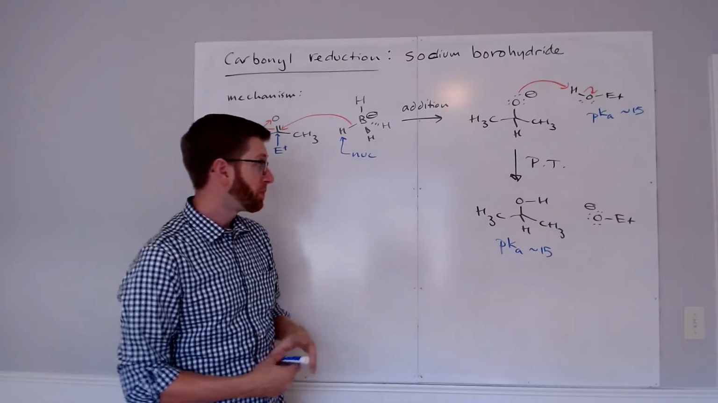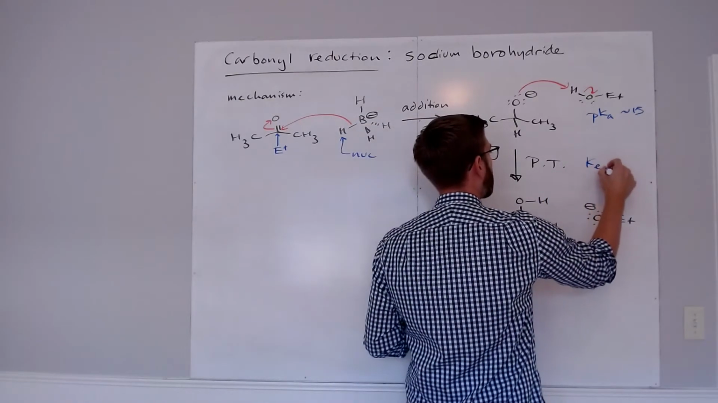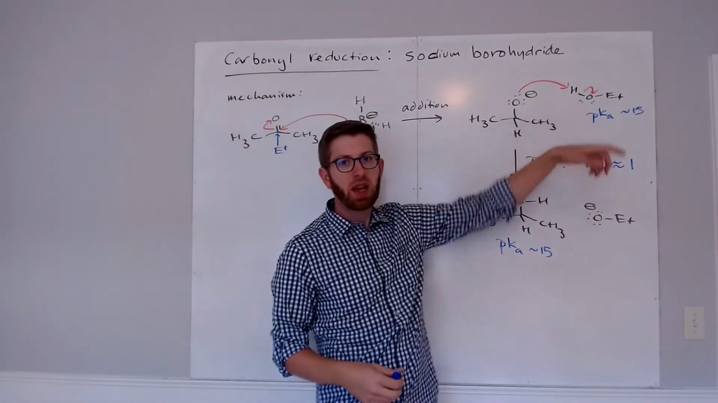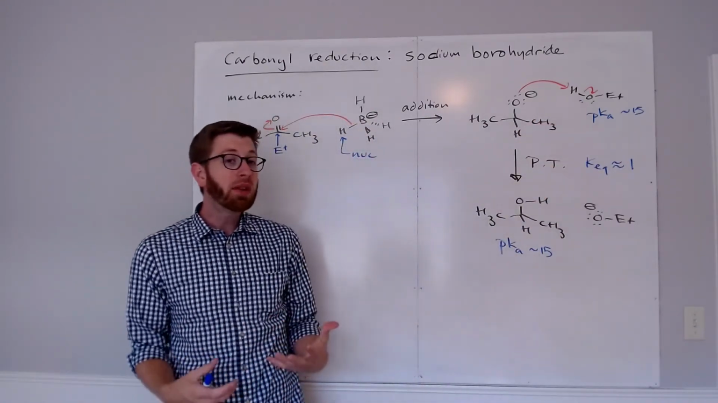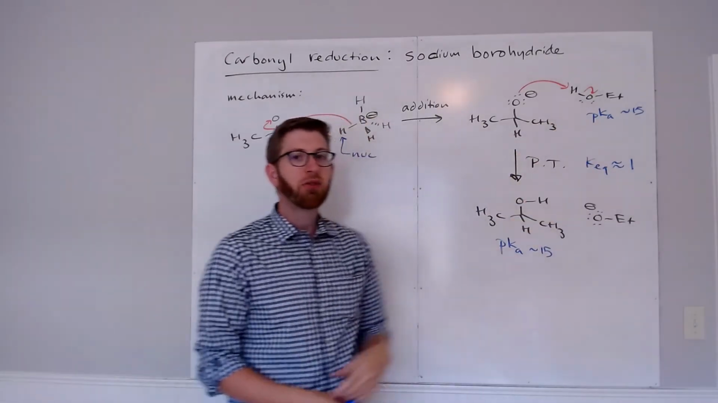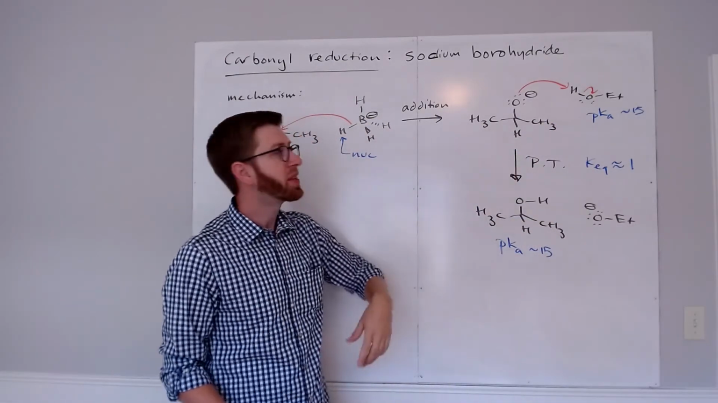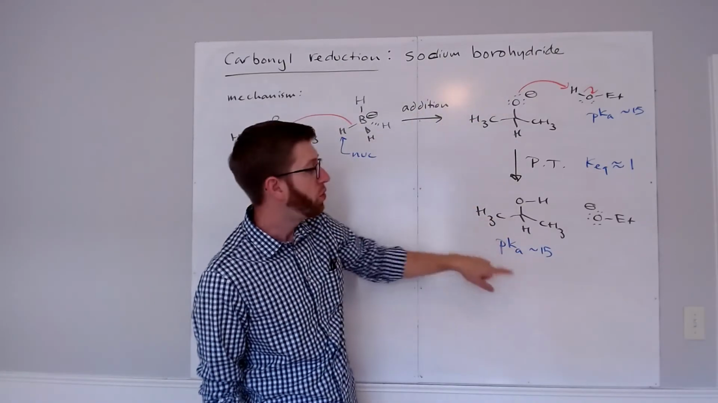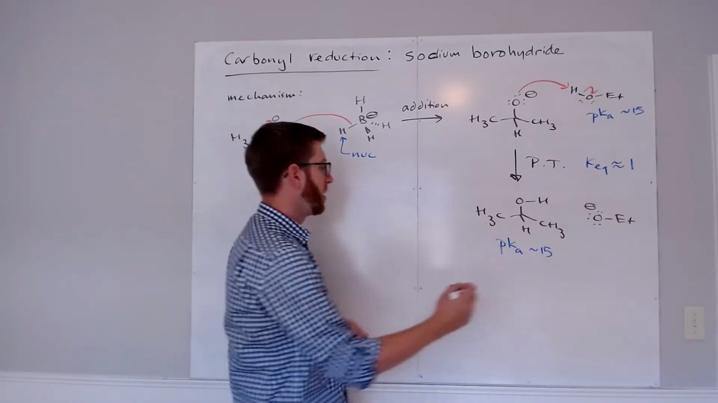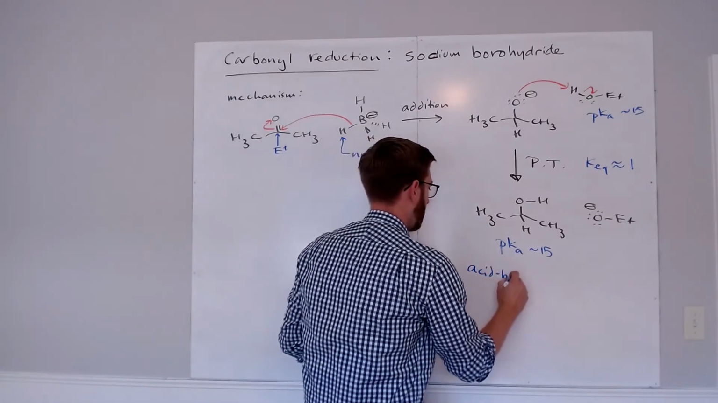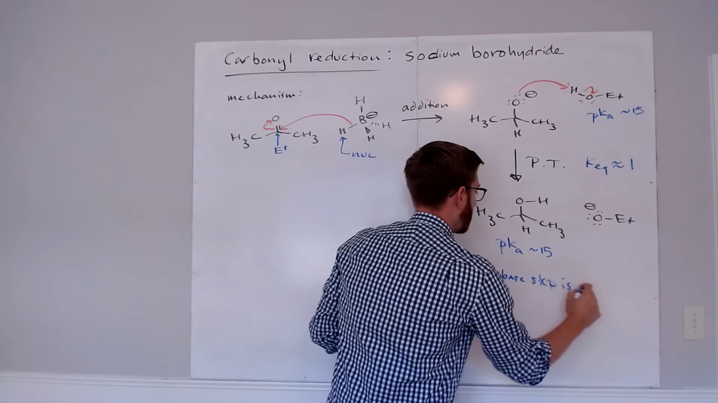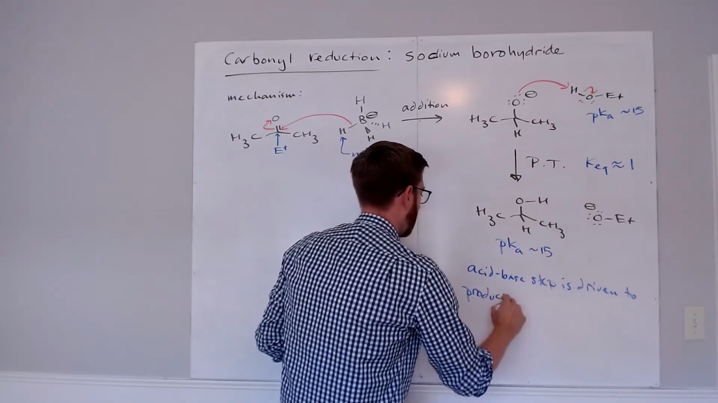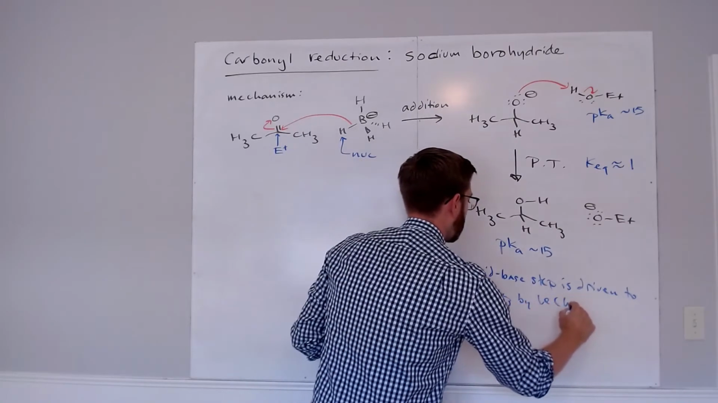But there's a wrinkle. Even though the Keq is about 1 for this, remember that this is our solvent. So that means that we have thousands or millions of molecules that look like this for every one that looks like this. And that means that we're using Le Chatelier's principle again to drive the acid-base reaction to the product that we intended to isolate. So our acid-base reaction step is driven to the products by Le Chatelier's principle.